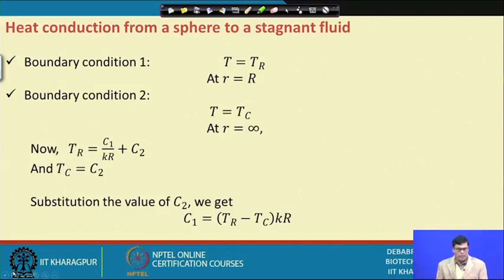Now, here for heat conduction from a sphere to a stagnant fluid, the boundary conditions are T equals Tr where small r is equal to capital R, and T equals Tc as r tends to infinity. Then your equation will be Tr equals C1 by k R plus C2, and Tc equals C2. Then we can write in this form: C1 equals Tr minus Tc times k times R.